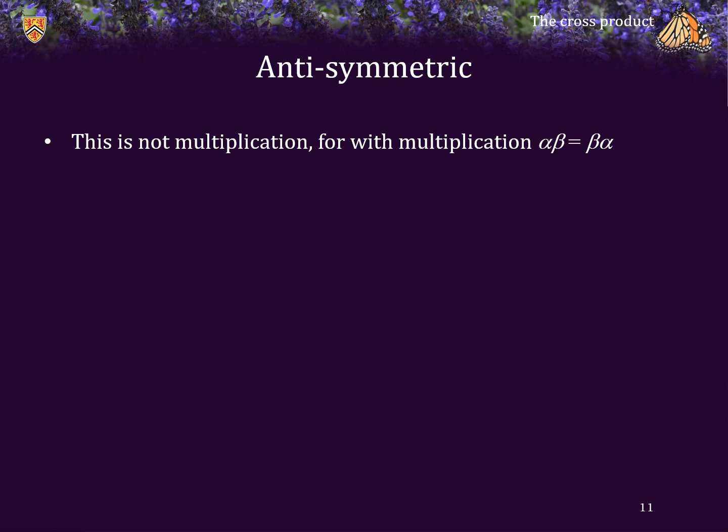Now, this is not multiplication. First of all, multiplication is something that occurs within a field, and in a field, multiplication is commutative. So alpha times beta is equal to beta times alpha. However, this is an operation on vectors. We're going to claim that u cross v is equal to the negation of v cross u.